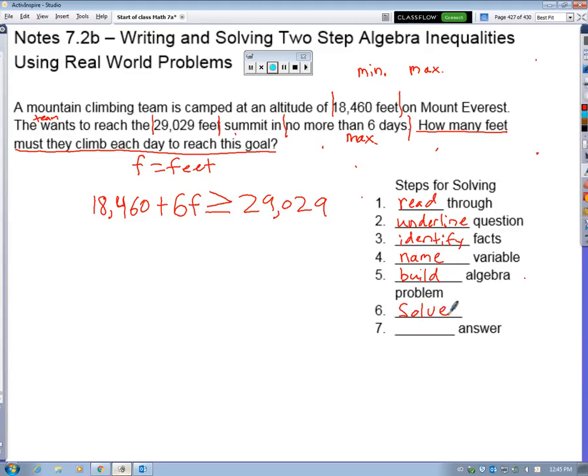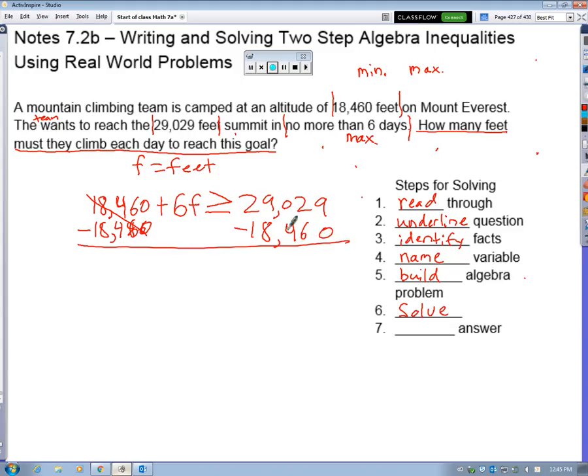We're on step number 6. Alright, so we got to take away 18,460 over here to get, there's my numbers. That looks a little bit better. Cancel that out over here. Okay, now we're going to do the same thing over here. We're going to take away 18,460 on this side.